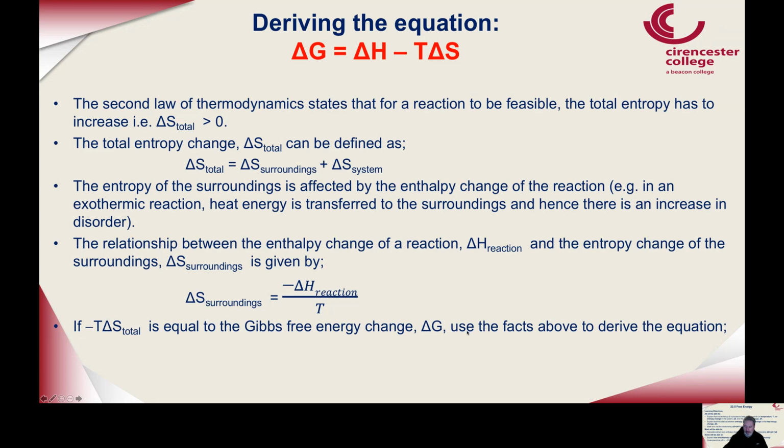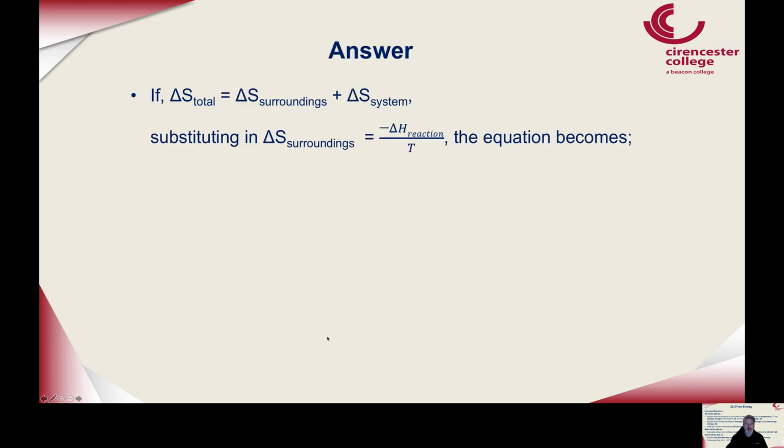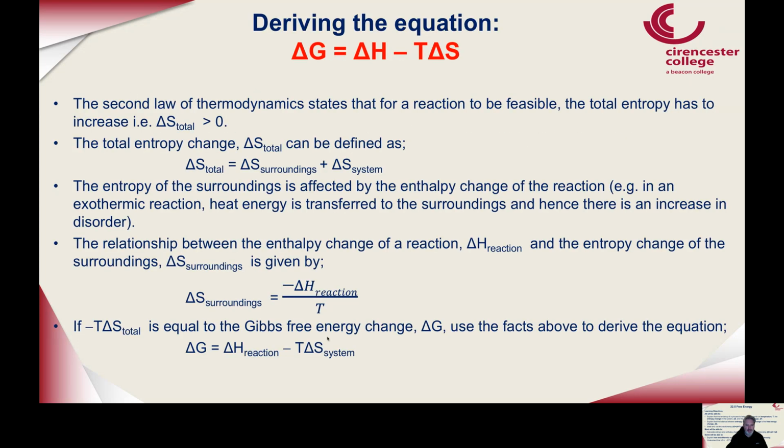But we can therefore derive the further part of this equation. Let's see how that's derived. How do we get from that to that? We've already said that delta S surroundings is minus delta H over T. Delta S system is what we worked out from the entropy of the components, which we did in the last lesson. We want delta S total.